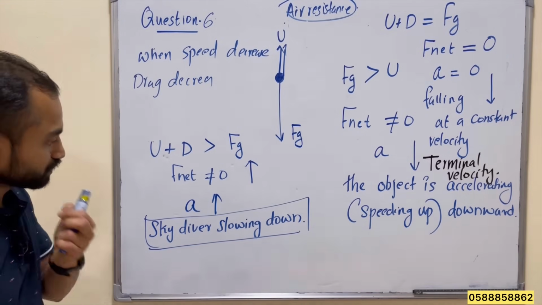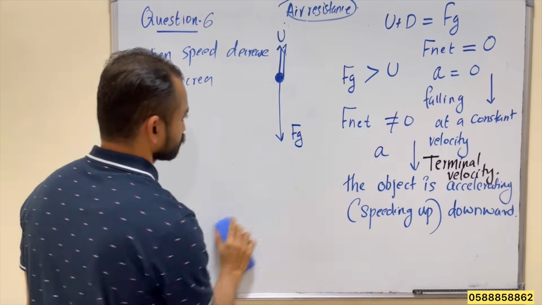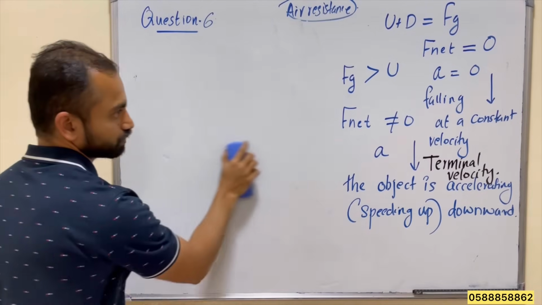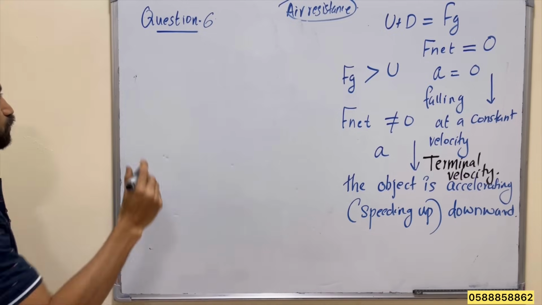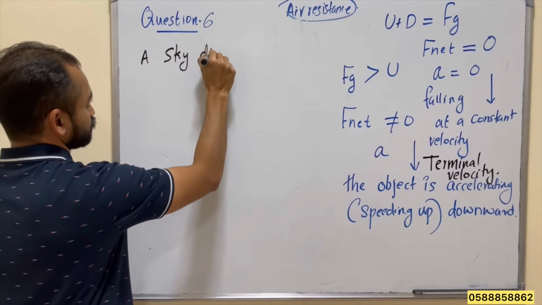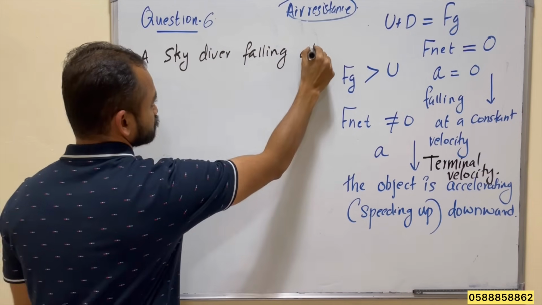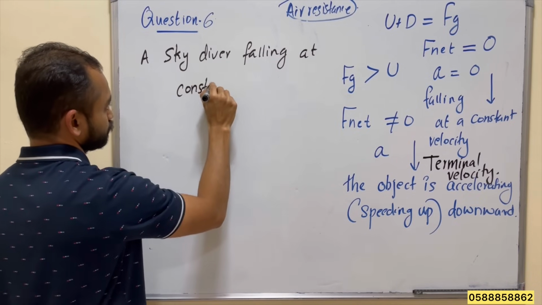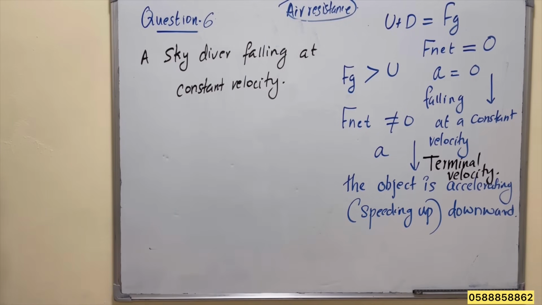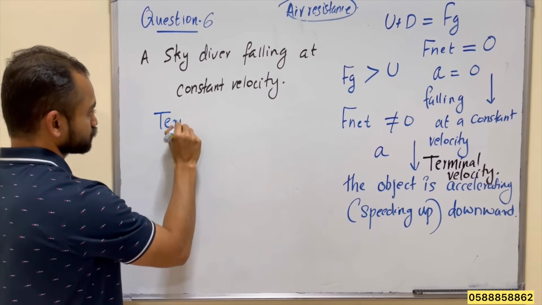So there is one good condition that we will write here. If a skydiver is falling at a constant velocity, this constant velocity is called terminal velocity.